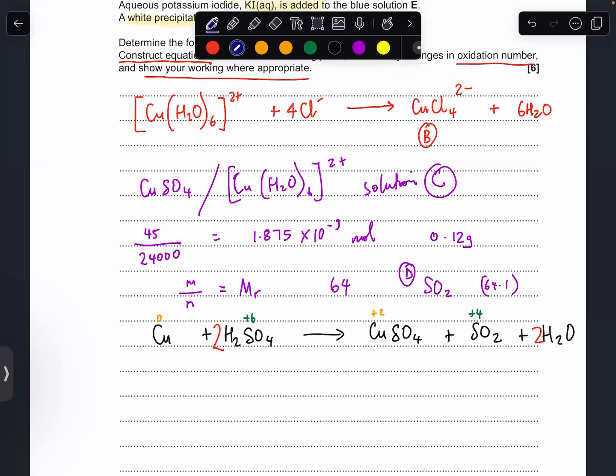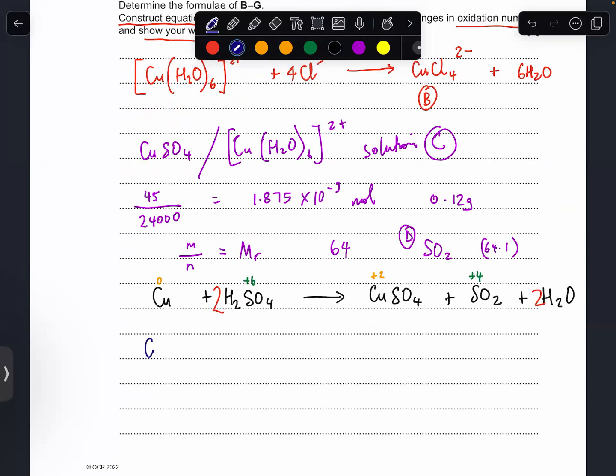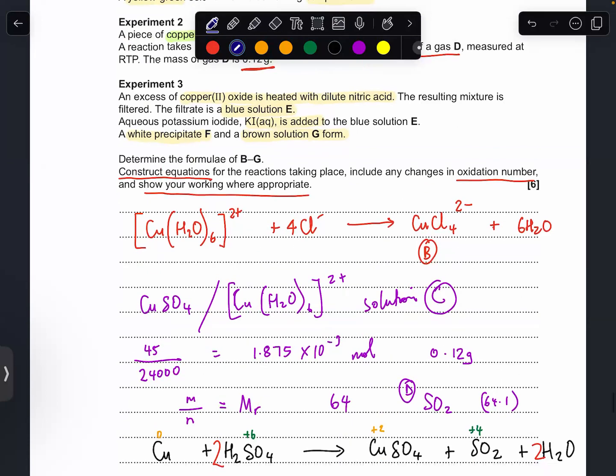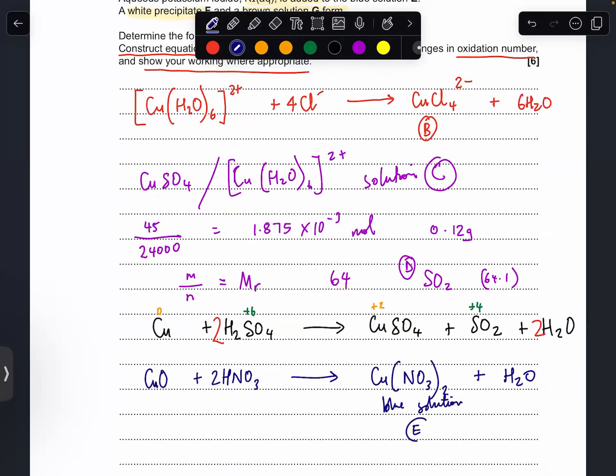You see, with copper oxide, it's reacting with nitric acid, and it gives you a blue solution: copper nitrate and some water. Now, your blue solution is going to be this. You see it's copper 2+ ions. It is a blue solution E, so let's call that E there.